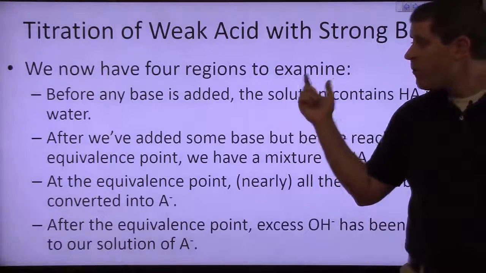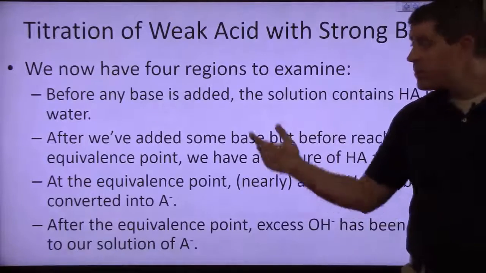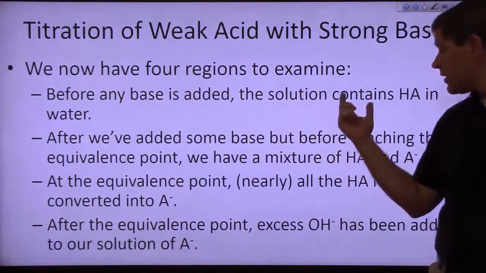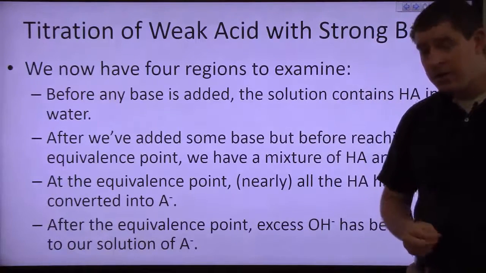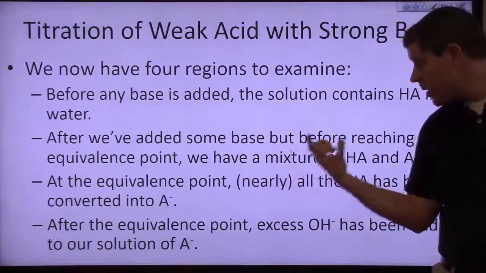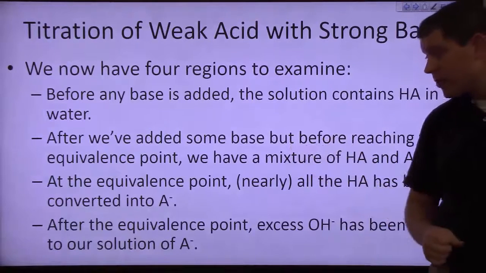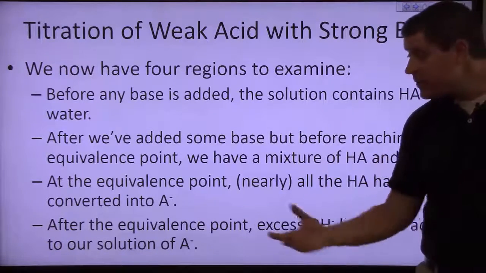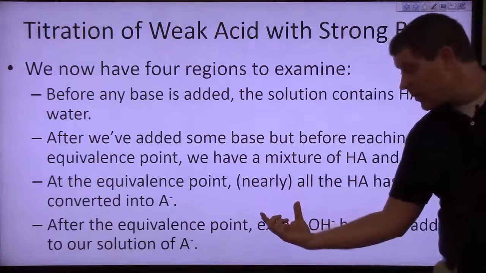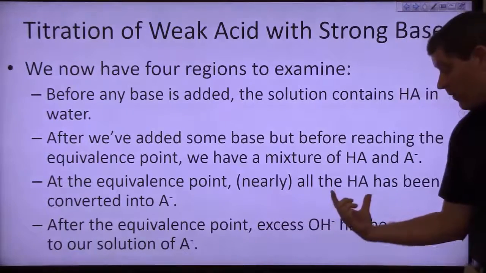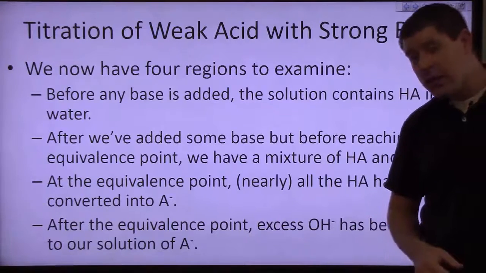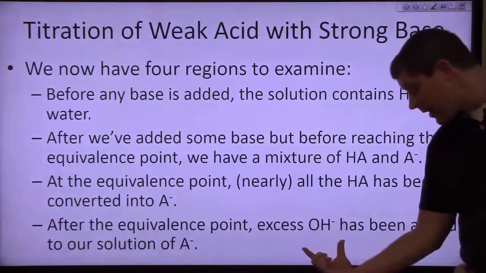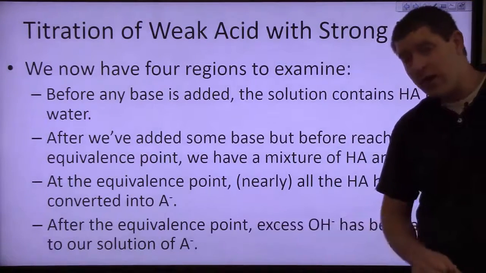So now we have 4 regions to examine. The first is before any base is added at all, and in this case the solution then contains our acid in water. The second region is after we've added some base but before reaching the equivalence point, in which case we have a mixture of HA and A minus. The third case is at exactly the equivalence point, in which case nearly all of our HA has been converted into A minus. And then our last case is after the equivalence point, in which case we have excess hydroxide added to our solution of A minus.